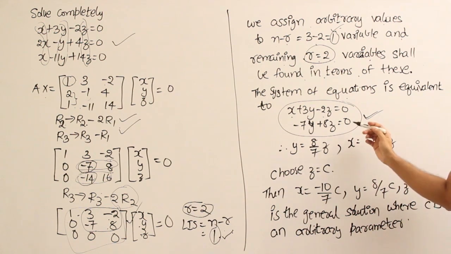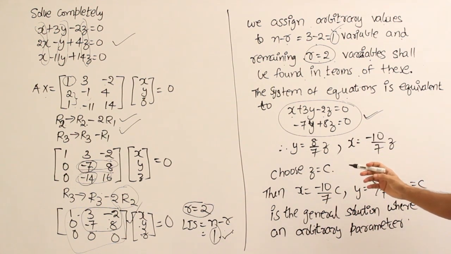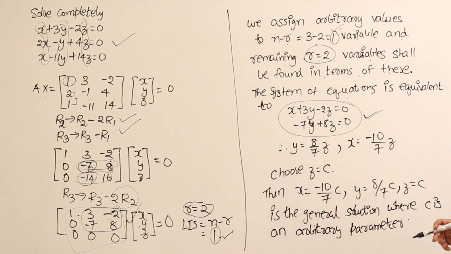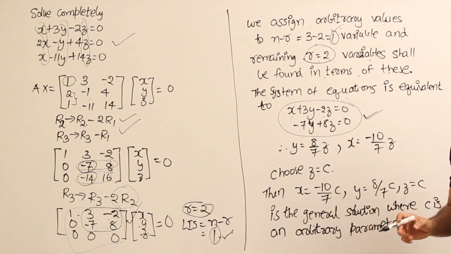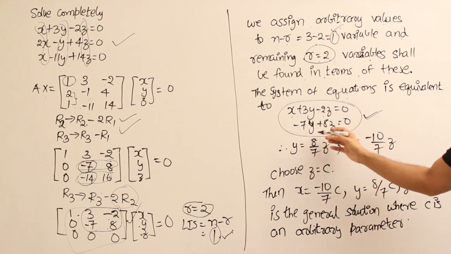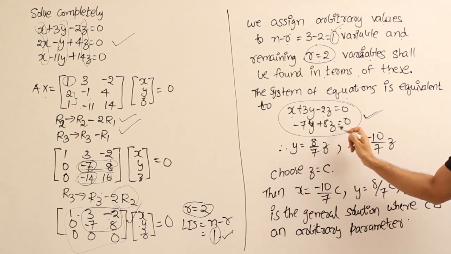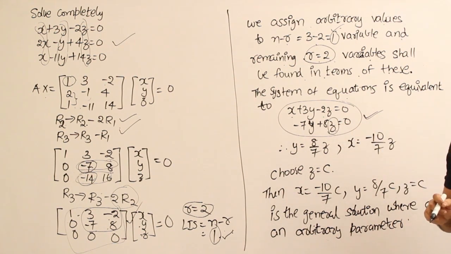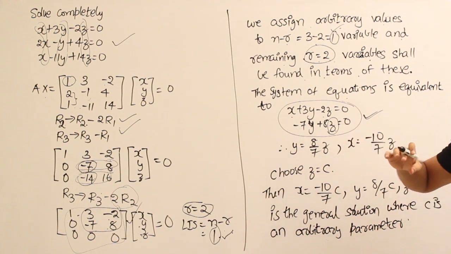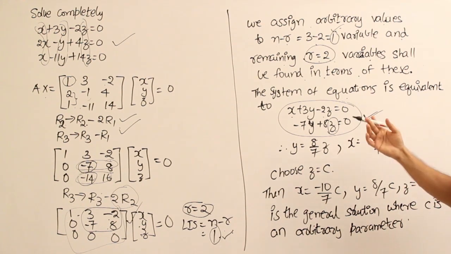Now from this you can easily find out, see, you can choose any variable and make it arbitrary, and you can find the other values in terms of that. Anyone, you can choose any one of them. So what I am trying to do is, I'll choose z. Which means I'll assign arbitrary values to z, and I'll find the solutions to the other variables in terms of z.